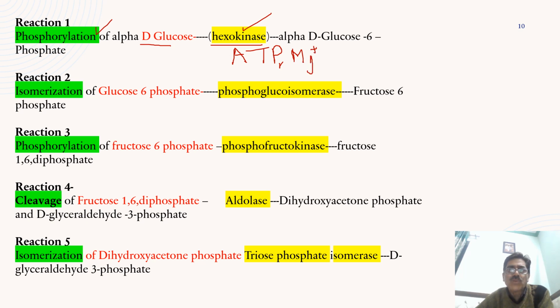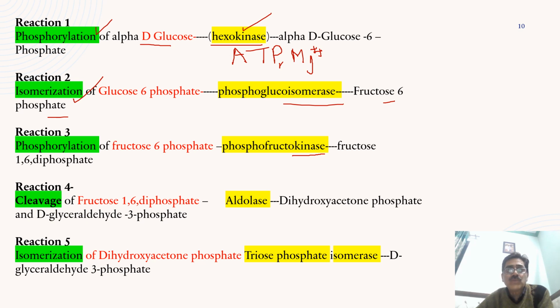Without this cofactor this reaction is not possible. Next reaction is isomerization. Glucose 6 phosphate is converted to fructose 6 phosphate. Enzyme would be phosphoglucoisomerase. Next reaction again it is phosphorylation of fructose 6 phosphate, which is generated here, under the influence of, again, a kinase enzyme, phosphofructokinase. You get fructose 1,6 diphosphate.